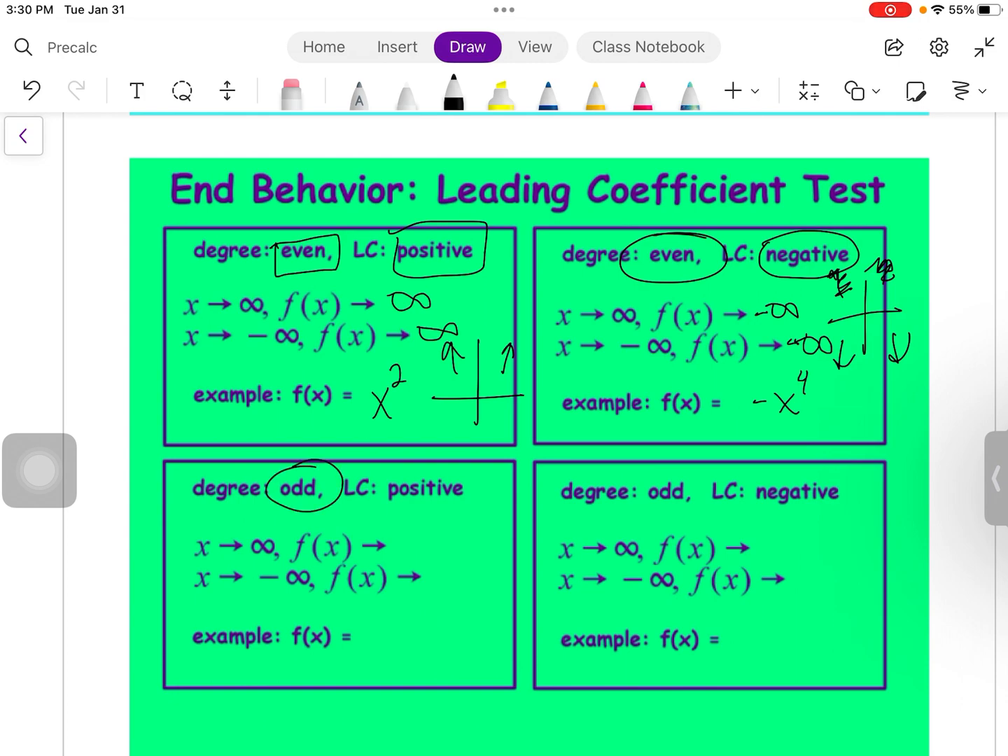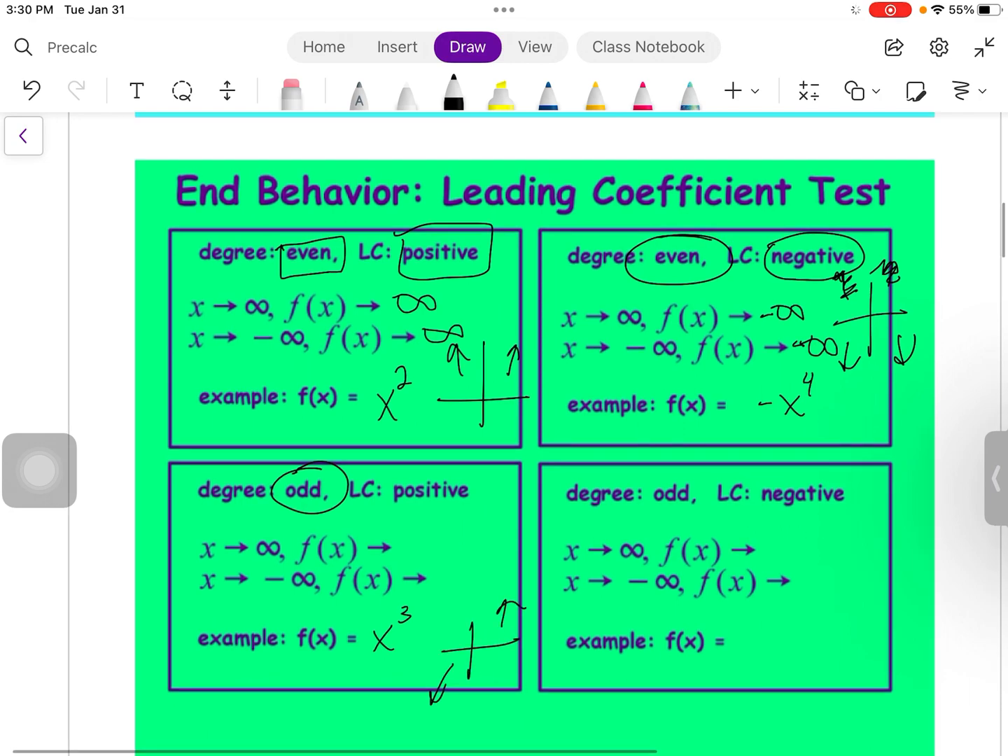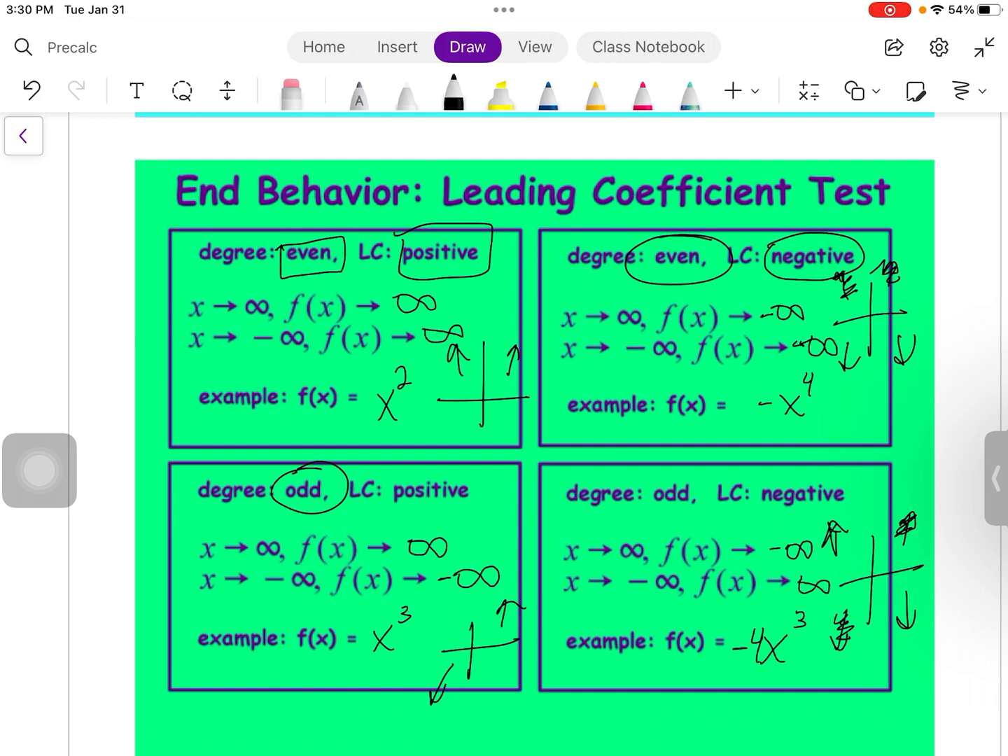When your degree is odd, like say x to the third power, it looks like this, down and up. So on the right side, the function was going up, so positive infinity. On the left side of the x-axis, the function is going down, so negative infinity. Okay, so I'll stick with that x to the third, but now I'm going to put a negative, maybe a negative 4. That negative symbol is going to take what should have been up on the right and down on the left. It's going to reflect it over the x-axis.